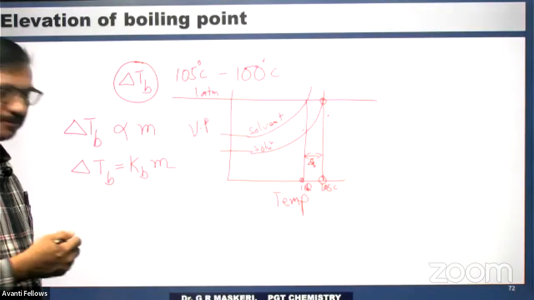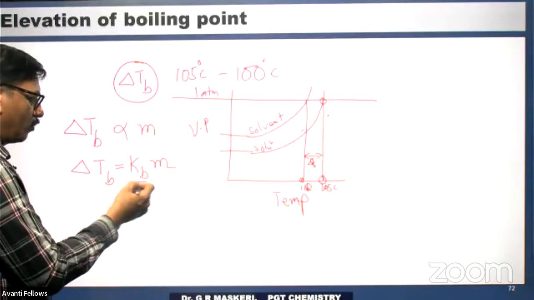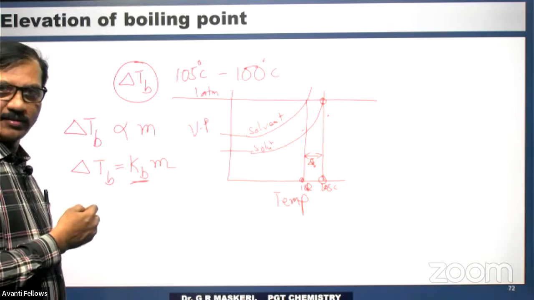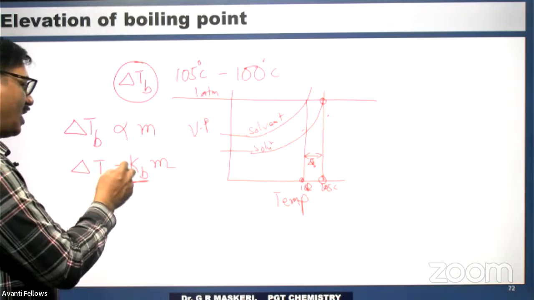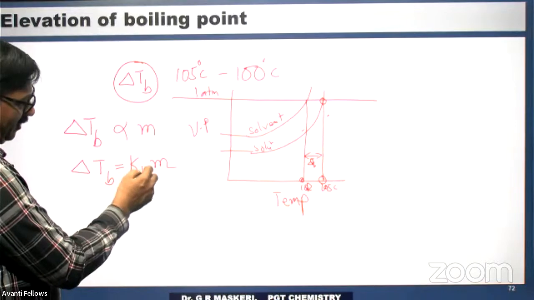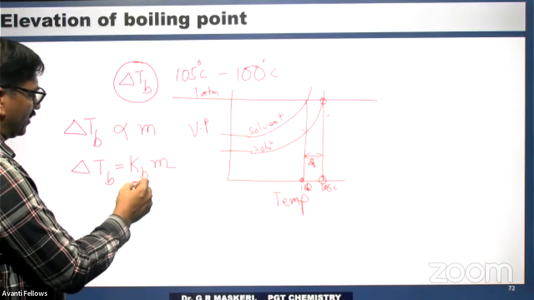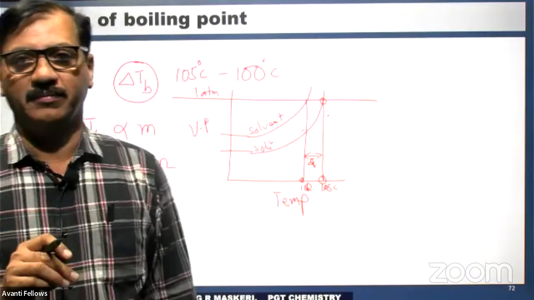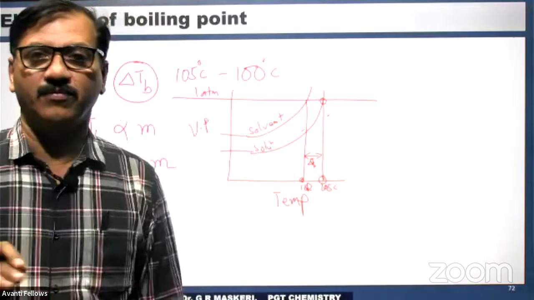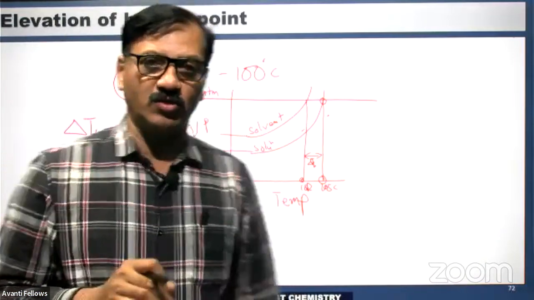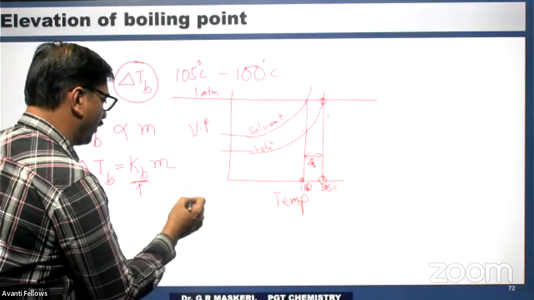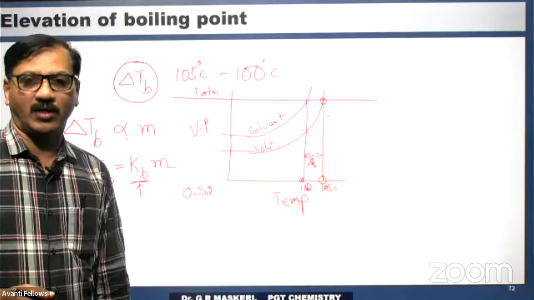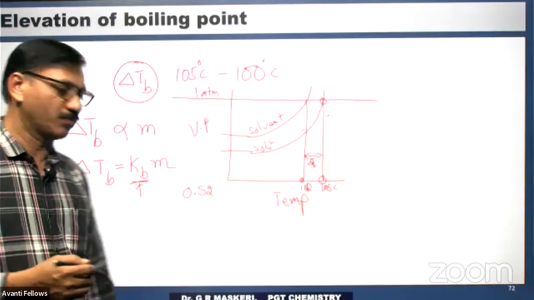We can write delta TB equals a proportionality constant KB into molality. This is how we have derived it. KB is called the ebullioscopic constant or molal elevation constant. It is a constant for a solvent at a particular temperature. The KB value for water is 0.52. You may remember it as it is.